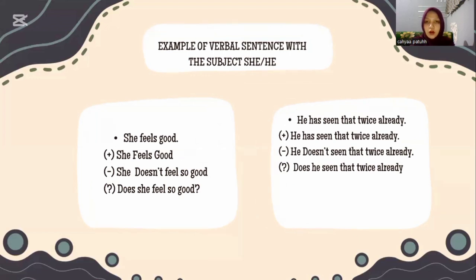An example for he: he has seen that twice already. Positive: he has seen that twice already. Negative: he doesn't see that twice already. And interrogative: does he see that twice already?